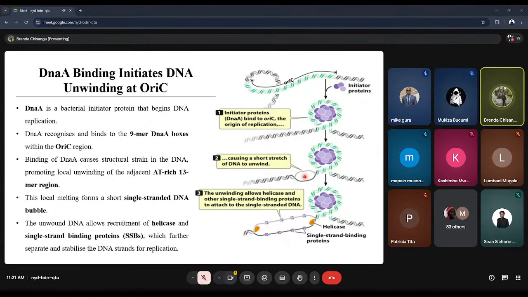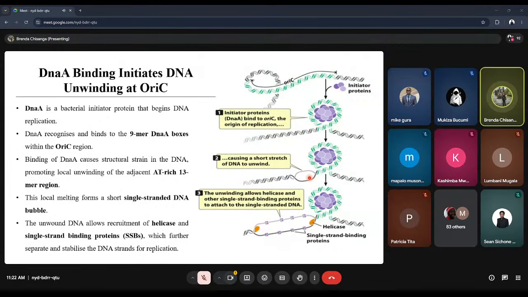What this means is that the binding of DnaA in the 9-mer causes a conformational change. It's like if you've got a thread and then suddenly you wrap it around a stone. In that region, it's no longer linear, and the structure is going to change. So the binding of DnaA to the 9-mer causes a conformational change, like a stress, and this stress allows the DNA to unwind upstream where the 13-mer is. Remember, the 13-mer is a region that is quite rich in AT bases.